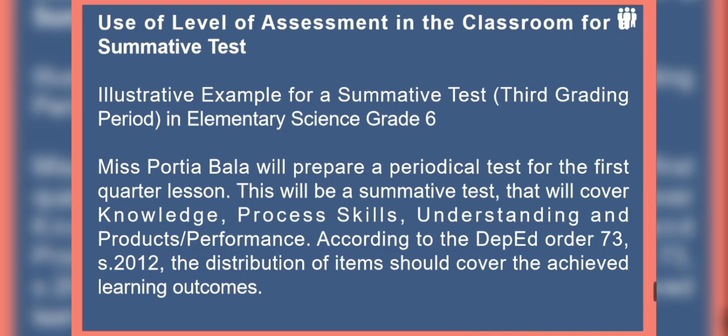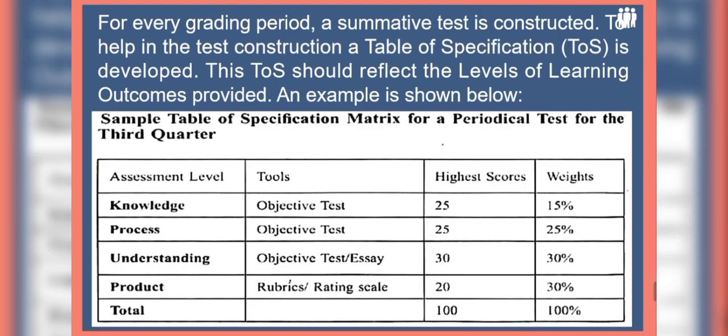According to DepEd Order 73, Series 2012, the distribution of items should cover and achieve the learning outcomes. So for every grading period, a summative test is constructed. To help in the test construction, a table of specification, or TOS, is developed. In this portion, the TOS should reflect the levels of learning outcomes provided. An example is shown below.